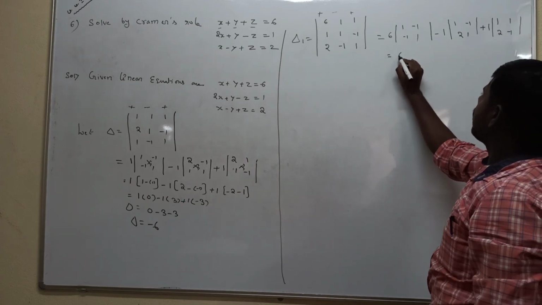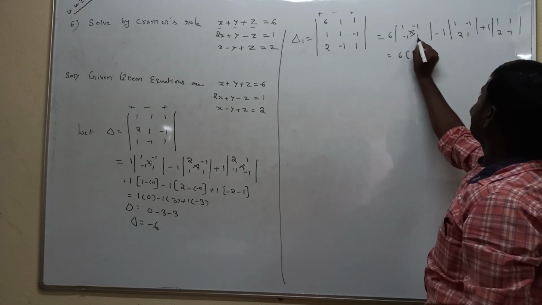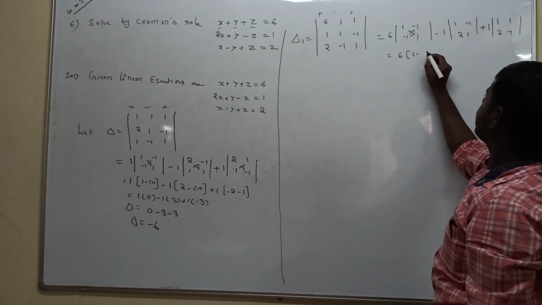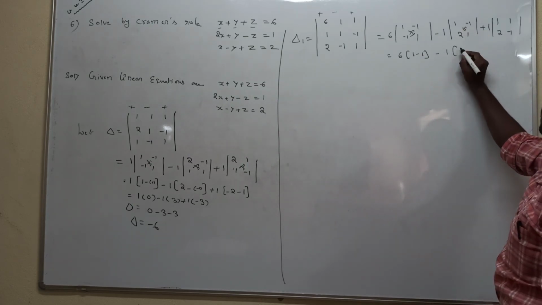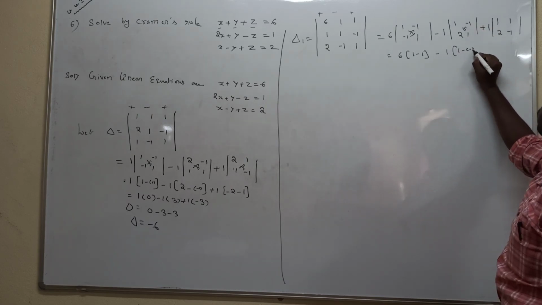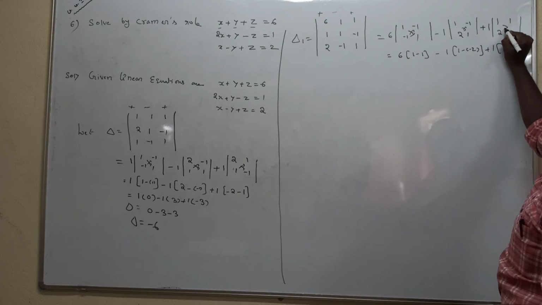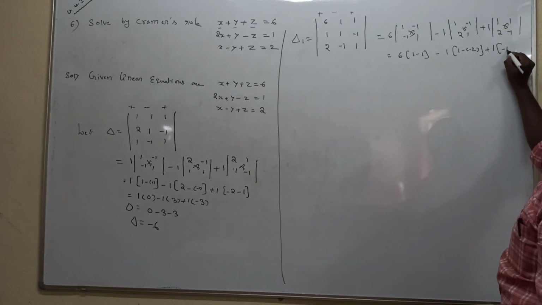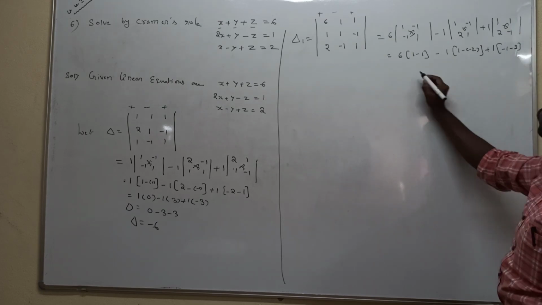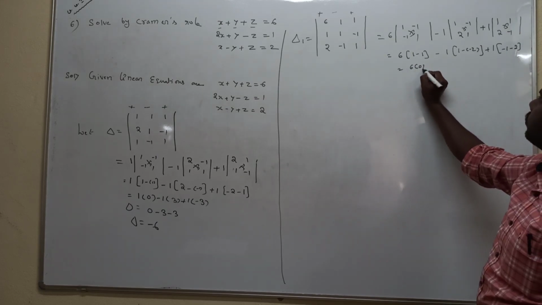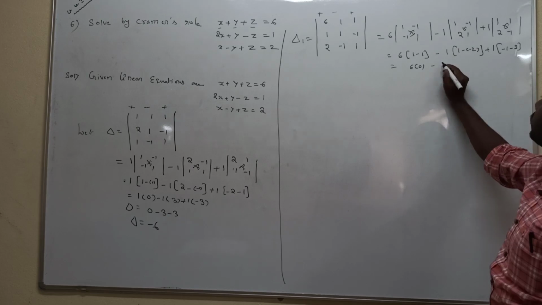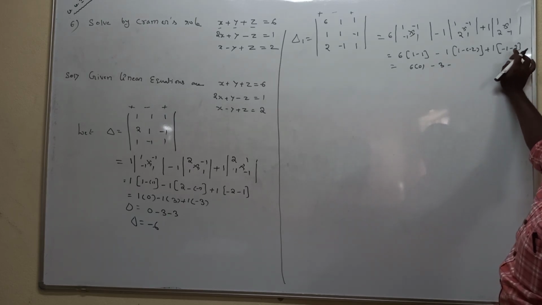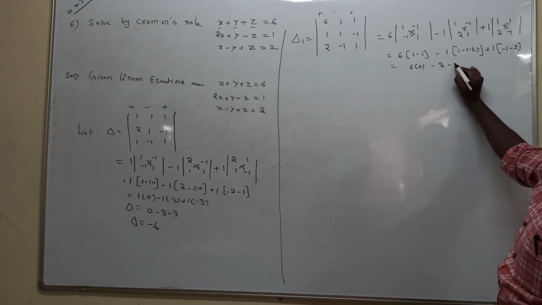Now applying the cross multiplication method. 1 into 1 1 minus 1 into minus 1 is plus 1, minus 1. Applying cross multiplication: 1 into 1 1 minus 2 into minus 1 is minus 2, plus 1 into 1. Here also applying cross multiplication: 1 into minus 1 is minus 1, minus 2 into 1 is 2. Simplify: 6 into 1 minus 1 is 0, minus 1 into minus 1 minus 1 is plus 2. 1 plus 2 is 3. 3 into 1 is 3, minus 1 into minus 2 is the product. Minus 1 minus 2 is minus 3. Minus 3 into plus 1 is minus 3.